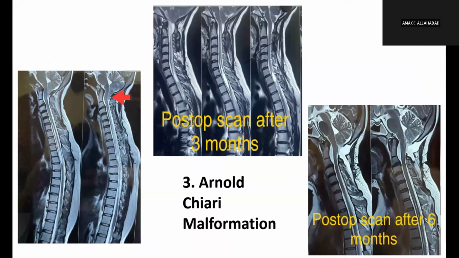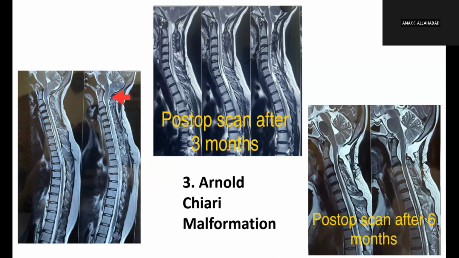The next case, which is a congenital anomaly of the CV junction, is Arnold Chiari malformation. In Arnold Chiari malformation, what happens? The part of the cerebellar tonsil, this is the cerebellum, this is the cerebellar tonsil, it herniates into the foramen magnum and forms a peg-like elongation. Because of this, the foramen magnum becomes overcrowded.